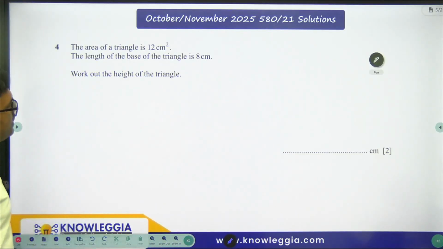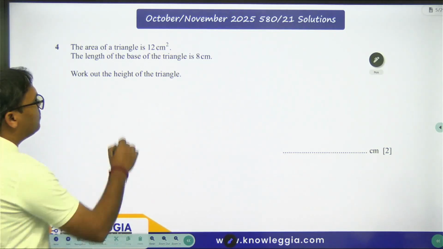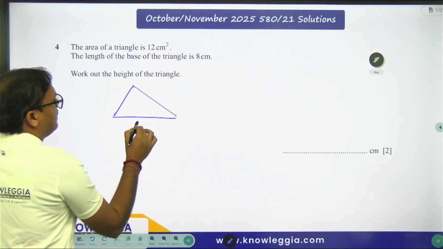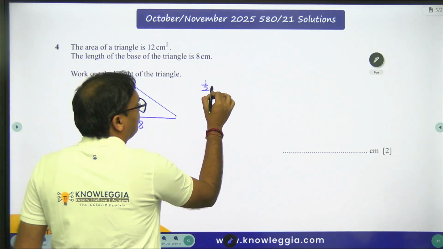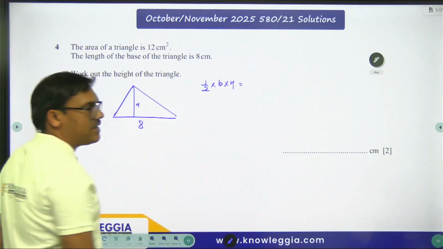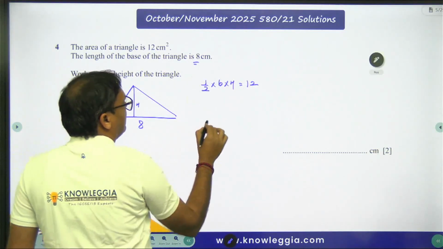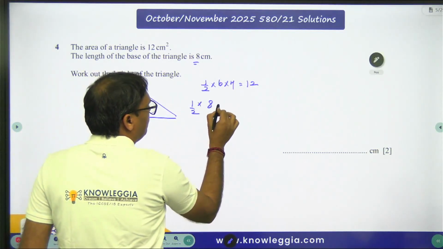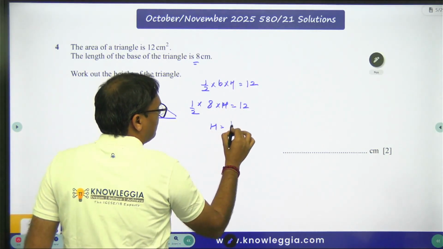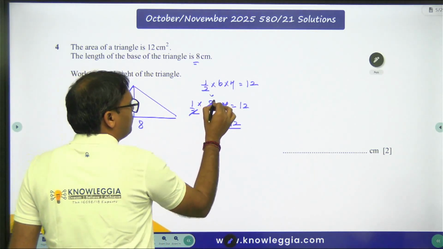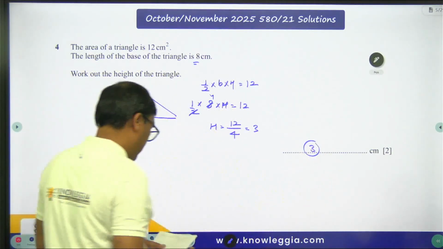Next question. The area of a triangle is 12 centimeters square. The length of the base is 8 and we need the height of this triangle. So you know what is the area of a triangle. If the length of base is 8, you have to just find the height. Area of triangle is half base into height, and this should be equal to 12 centimeters square. Base is 8. So this is 8 into 1 by 2 into height is equal to 12. So height will be equal to 12 divided by 4, which is equal to 3 centimeters. So 3 centimeters is the correct answer.